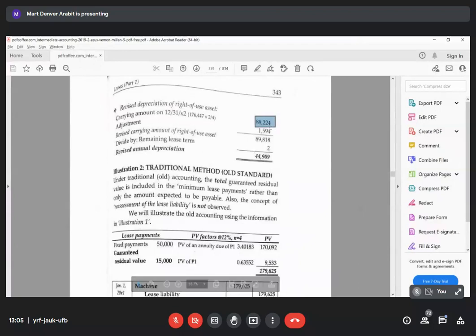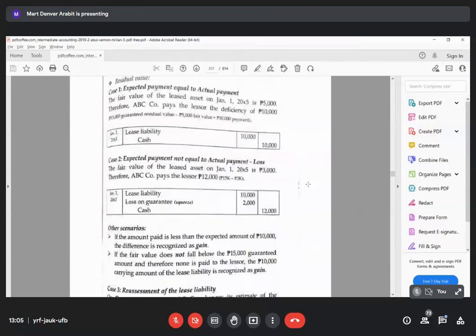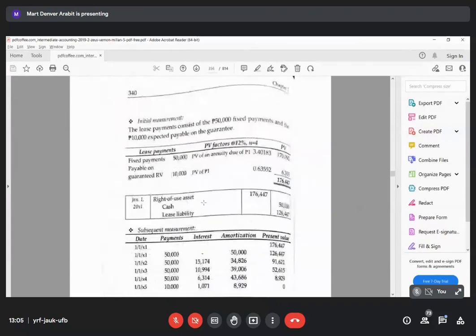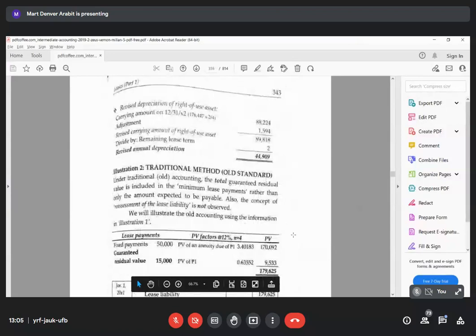Then, plus the adjustment. So, this is now the revised amount of ROU. Then, we just divide it by the remaining years, which is 2. And that is the revised depreciation expense. So, it is 44,909 now, from 44,112. It became 44,909.